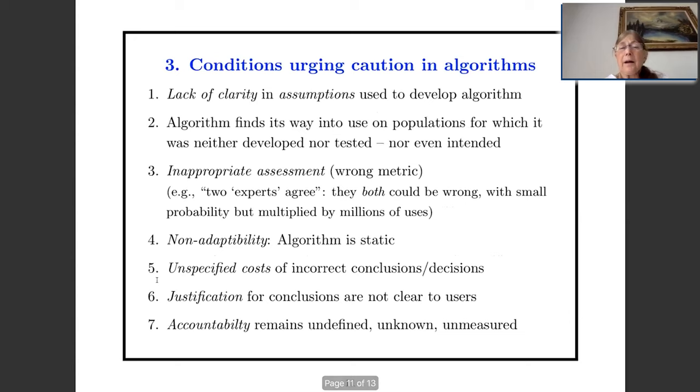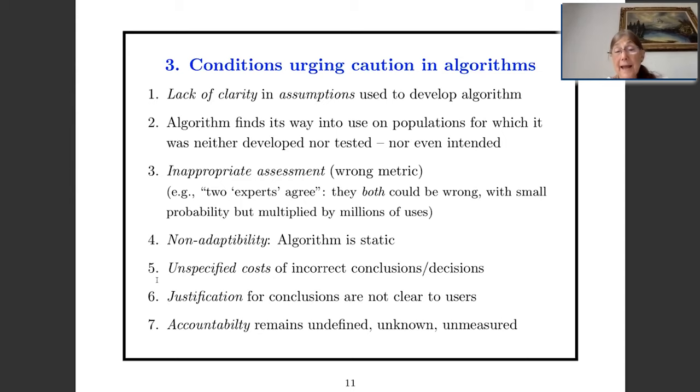So what conditions would urge caution in using the algorithms? Well, lack of clarity in assumptions used to develop the algorithm. The algorithm finds its way into use on populations for which it was neither developed nor tested, possibly never even intended. Inappropriate assessment, the wrong metric. So for example, someone noted earlier in the chat, two experts may agree, but they could both be wrong. Possibly with a very small probability, but small probabilities multiplied by millions of uses could be highly dangerous. Non-adaptability, the algorithm is static.